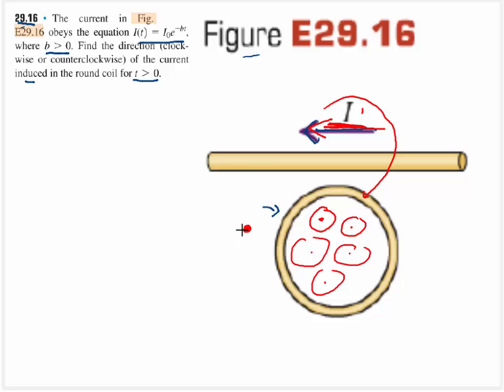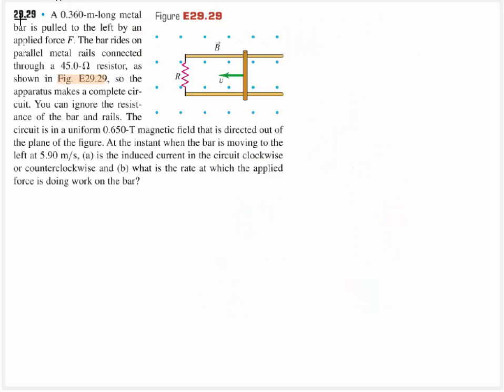So I take my thumb and I point it out of the page. Which direction do my fingers curl? Well, they're going to curl in that direction. And so the induced current is going to be in that direction, and so it's going to be in the counterclockwise direction. Okay, another example of Lenz's law as well as calculation of induced EMF.